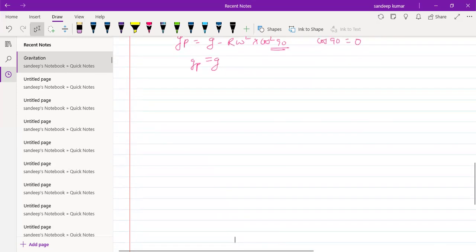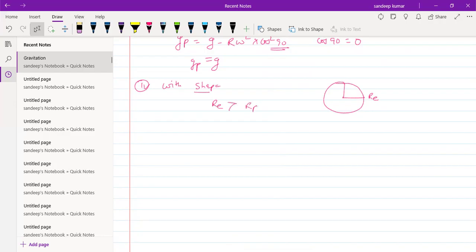Now you should know how g changes with shape. The earth shape is not a perfect sphere. The radius of the equator is more than the radius of the pole. You should know this. The radius of the equator is approximately 21 kilometers more than the radius of the pole.